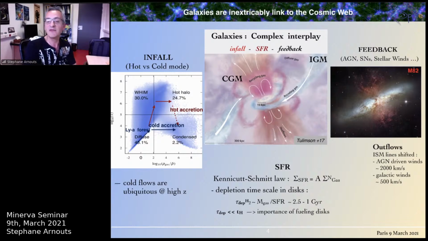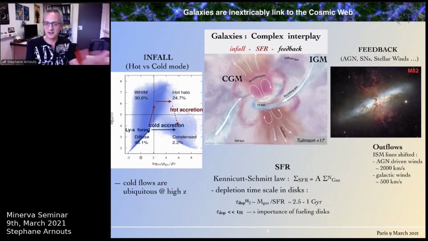The star formation rate in galaxies is a second ingredient. So the gas is transformed into stars, and typically the depletion time scale that we can expect in a disk at high and low redshift is pretty short. So the star formation is quite efficient. You need 1 to 2 giga-years to convert the gas into stars, which means that this depletion time is always very short compared to the Hubble time. And clearly you need to fuel the disk of the galaxies to sustain the star formation activity.